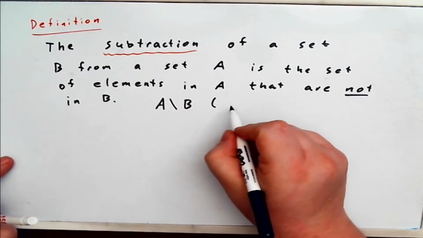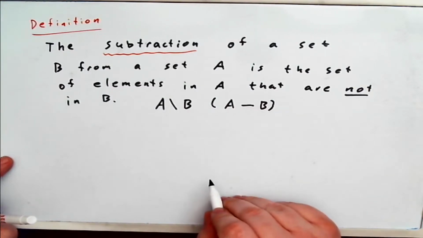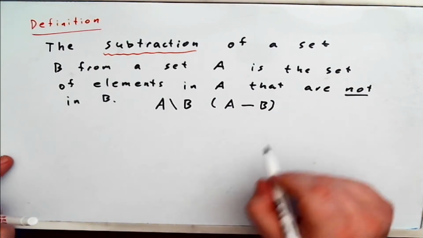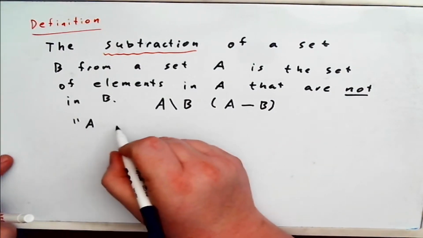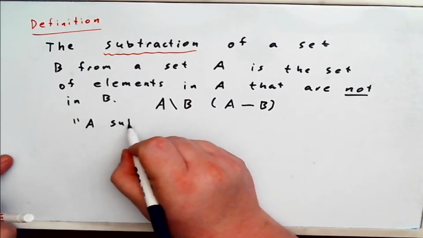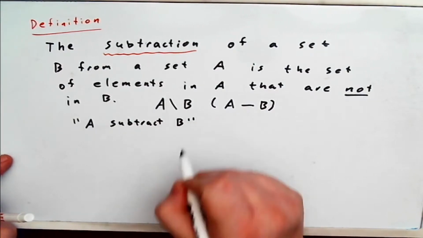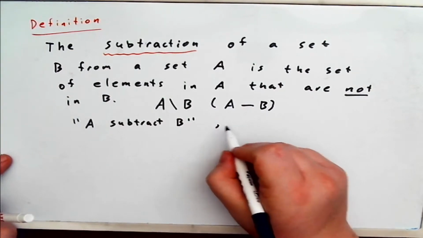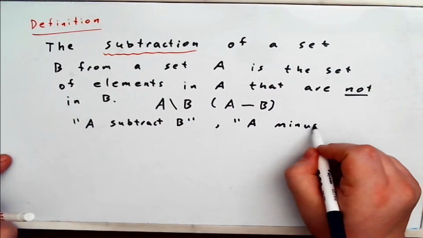Or sometimes you might even see it as A with a minus sign B. Okay? And we read this as either the set A subtract B, or sometimes you might hear it read as A minus B.